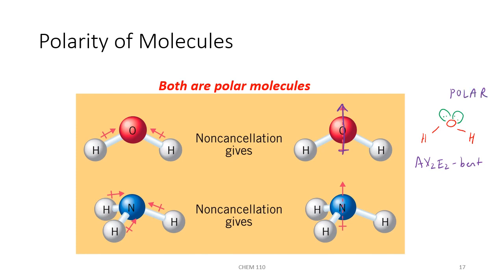Ammonia, or NH3, if we draw its Lewis structure, we saw that we had nitrogen surrounded by 3 hydrogens. And on our nitrogen atom, we have 1 lone pair of electrons. Our molecular geometry was AX3E, and this was called trigonal pyramidal.